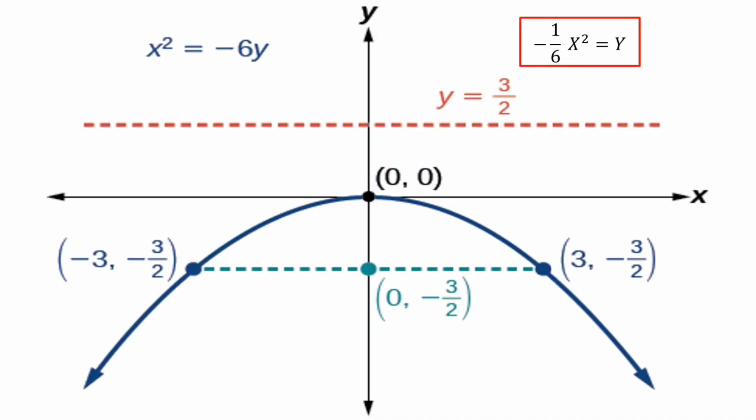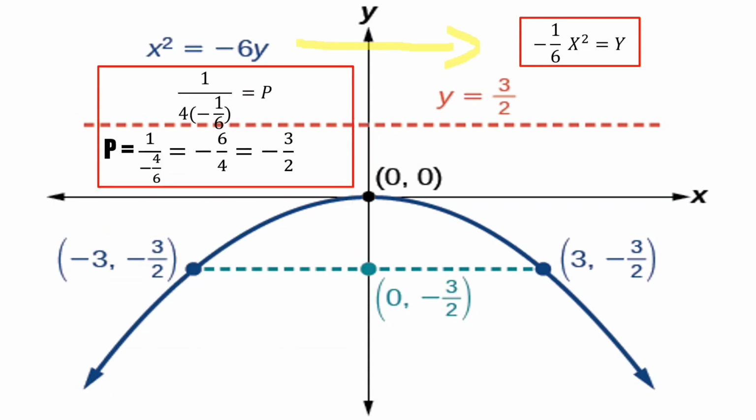Let's have another figure. What did you observe in the given figure? The parabola opens downward, isn't it? Very good. Looking at the equation, we have x squared is equal to negative 6y. Let us convert that form into y. So y is equal to negative 1 over 6 x squared. Looking at the coefficient of the equation, we have negative 1 over 6. The negative sign indicates the opening of the parabola is downward.